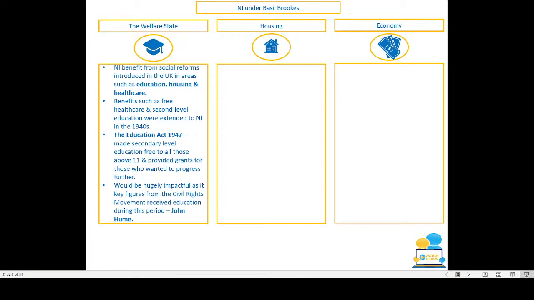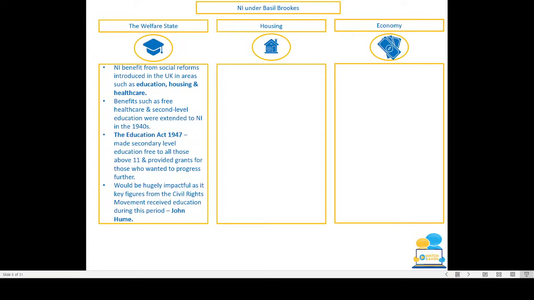So Northern Ireland benefits from social reforms that were introduced in the UK, in areas such as housing, education, healthcare. And these benefits, such as free healthcare and free second level education, were extended to Northern Ireland in the 1940s in this policy we know as the welfare state.